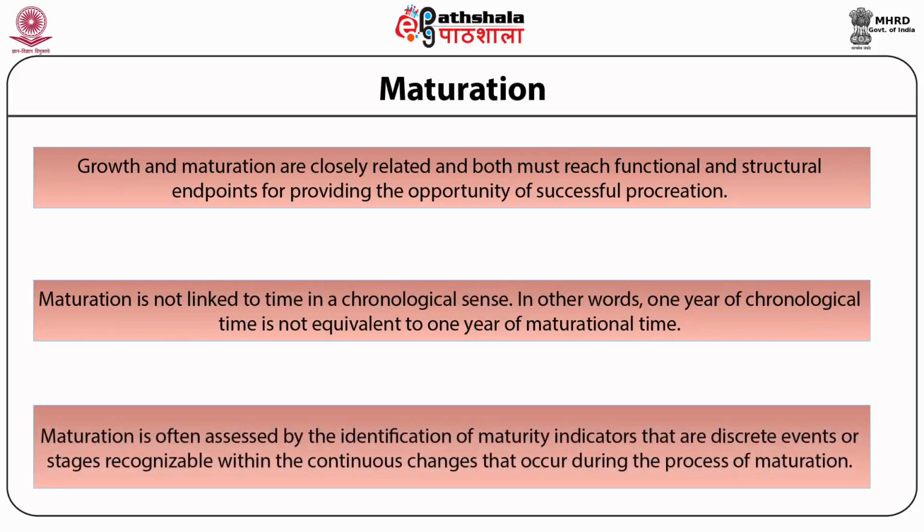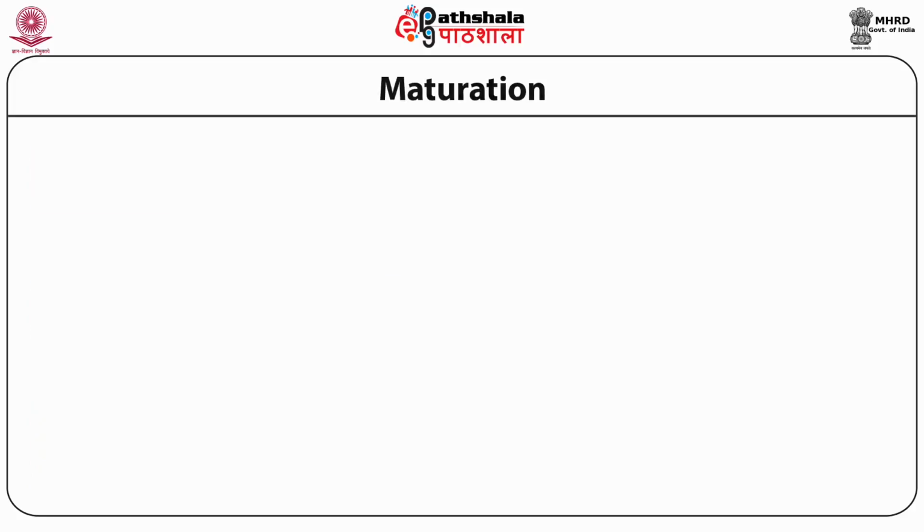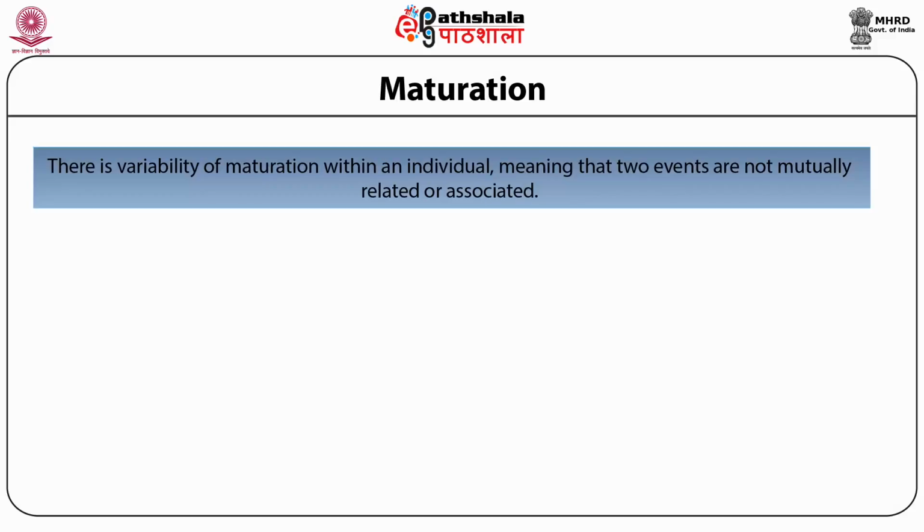Maturation is often assessed by the identification of maturity indicators that are discrete events or stages recognizable within the continuous changes that occur during the process of maturation. There is variability of maturation within an individual, meaning that two events are not mutually related or associated.